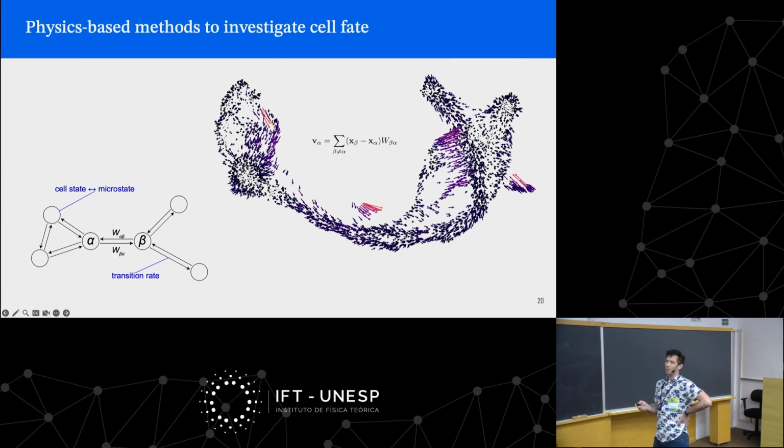Okay, so back to more simple graphs. If I try to rationalize what I've seen, I could define a network, right, where each node would be a cell, a single cell, right? And I'm going to call it now a microstate.